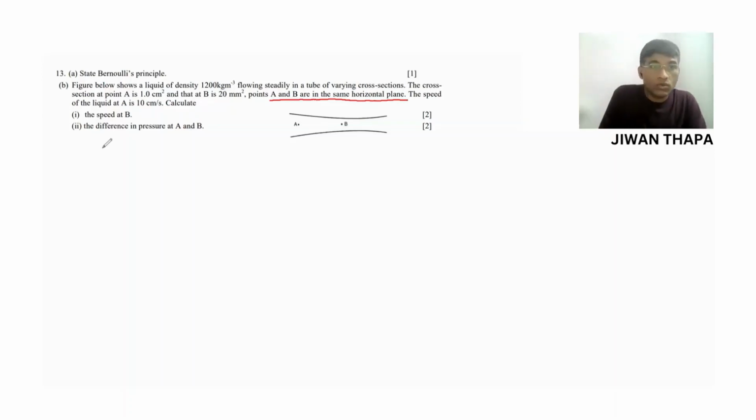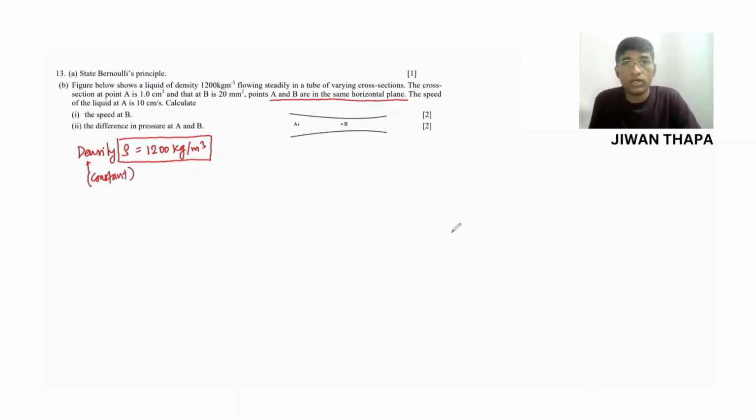Now, we know liquid is incompressible, okay? So the density rho is constant and density is 1200 kg per meter cube. So we must note that density of liquid is constant. So this is to be noted. The liquid is flowing steadily in a tube of varying cross section.